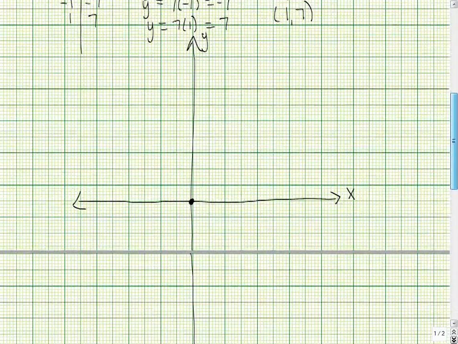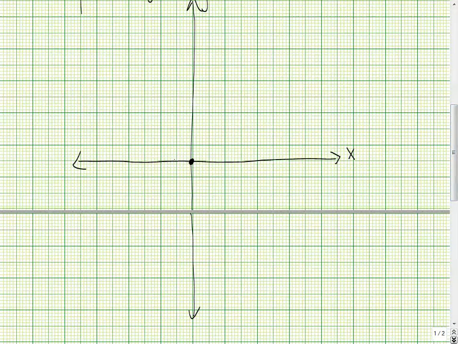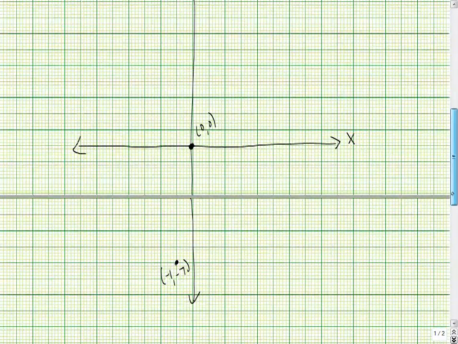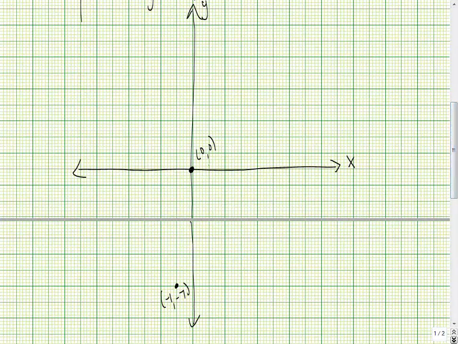Now, if you plot -1, -7, you're going to go 1 to the left on your x-axis, and then you're going to go down 7 on the y-axis. 1, 2, 3, 4, 5, 6, 7. So that's the point -1, -7. This one was 0, 0. And we also need to plot the point 1, 7. So that would be over 1 and up 7. So go over 1, up 1, 2, 3, 4, 5, 6, 7, right here. That's the point 1, 7. And then you just draw the straight line that passes through all 3 of those points.